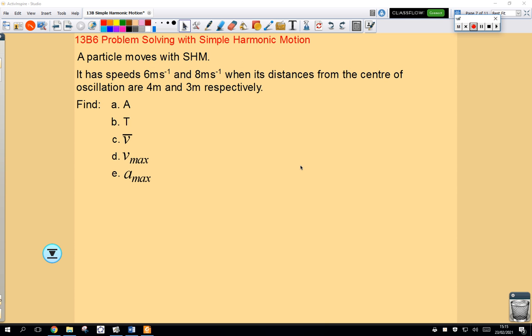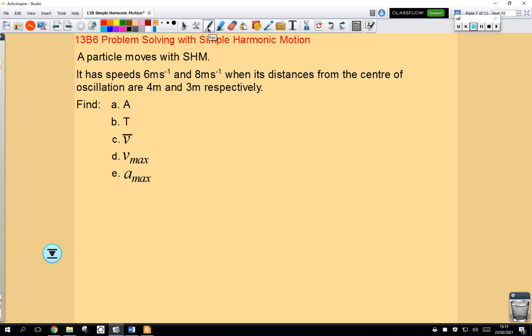It says a particle is moving with simple harmonic motion, and it has speed 6 meters per second and 8 meters per second when its distances from the center of oscillation are 4 meters and 3 meters respectively. I want to find A, the amplitude, T, the period of motion, V bar, the average velocity. Bar always means average. V max, the maximum velocity, A max. And we have formulas that are going to help us solve all this stuff.